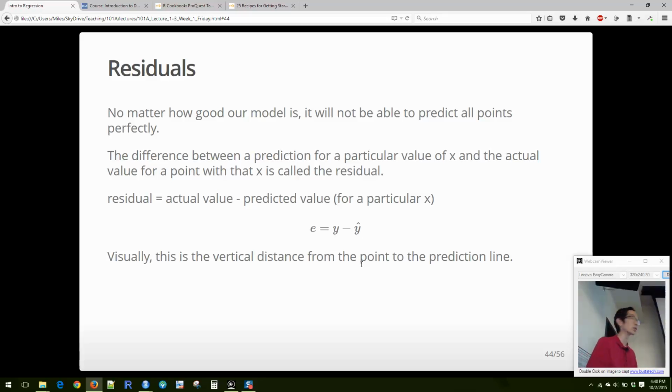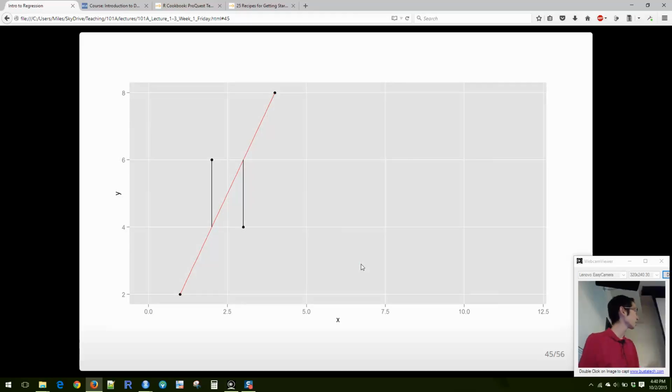So the residual e is y minus y hat, or visually this is the vertical distance from the point to the prediction line. Okay, so the red line goes through these 2 points, so there is no residual here, and then this is the residual for the other 2 rooms. When x equals 2, we predicted that y would equal 4, and in reality that dwelling had 6 closets. When x equals 3, we predicted that y would equal 6, and that dwelling actually had 4 closets. So these are the residuals here, okay?